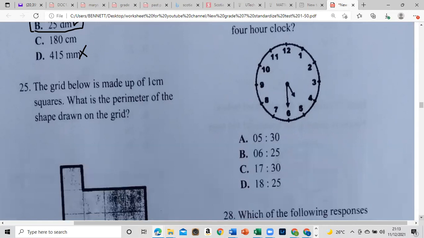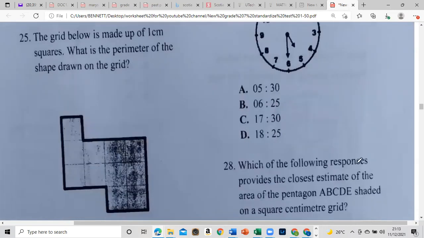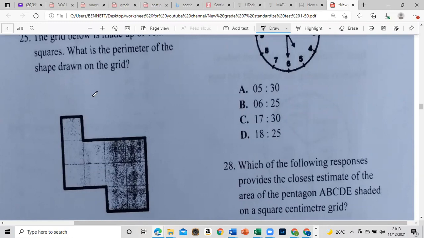Yeah. All right. The grid below is made up of 1 centimeter squares. What is the perimeter of the shape drawn on the grid? So they want the perimeter. So it's the total distance around. And each one of them is 1. So I'm going to just count them.